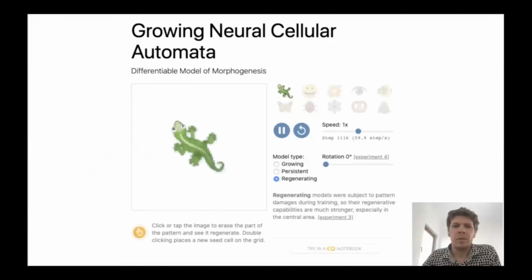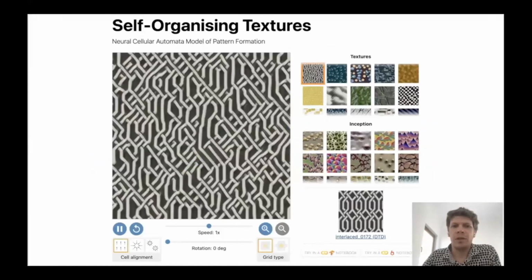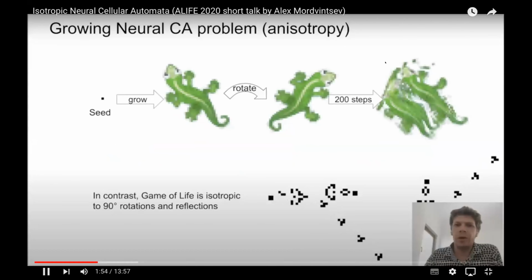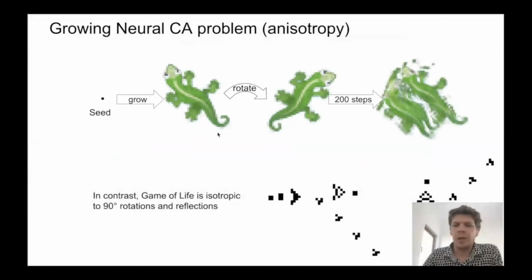Isotropic neural cell automata extend our work on growing neural cell automata and follow-up work on self-organizing textures. The original growing neural CA model had a problem that I consider to be very annoying. If we take a developed pattern and rotate it by resampling states of the grid, it explodes, trying to rebuild the original orientation of the target lizard. Directional preference is called anisotropy.